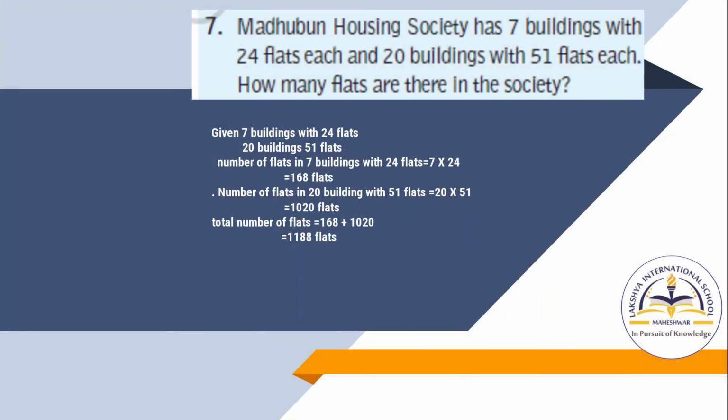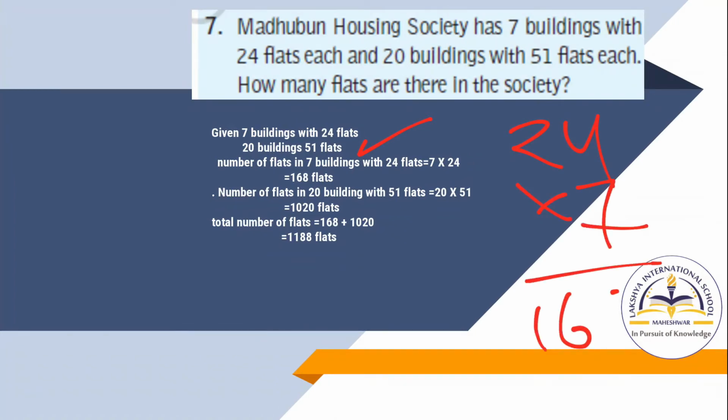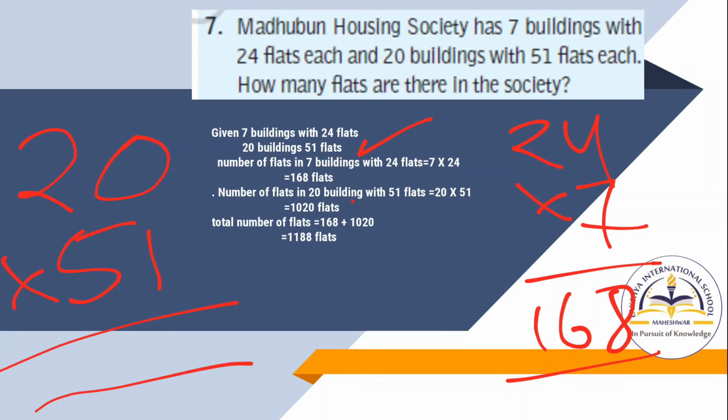Question number 7, Madhuban Housing Society has 7 buildings with 24 flats each and 20 buildings with 51 flats each. How many flats are there in the society? Okay, first we will write the given: 7 buildings with 24 flats, 20 buildings with 51 flats. Number of flats in 7 buildings with 24 flats: we have to multiply 24 into 7. You will get 168. Now 20 buildings with 51 flats, so 20 into 51, or you can multiply 51 into 20. That will be easy. When you multiply, you will get 1020.